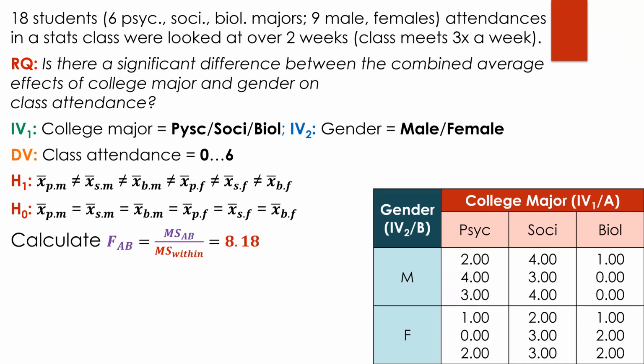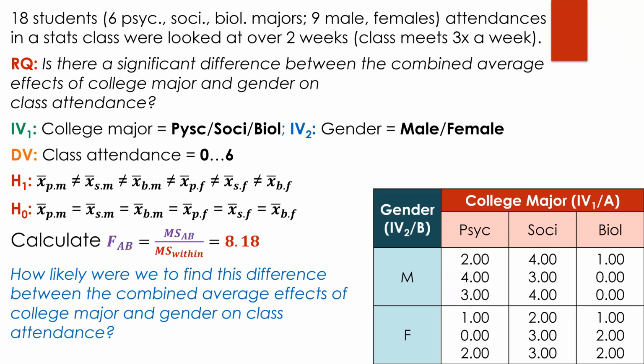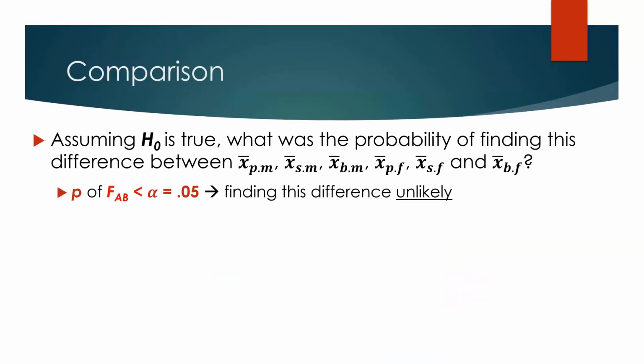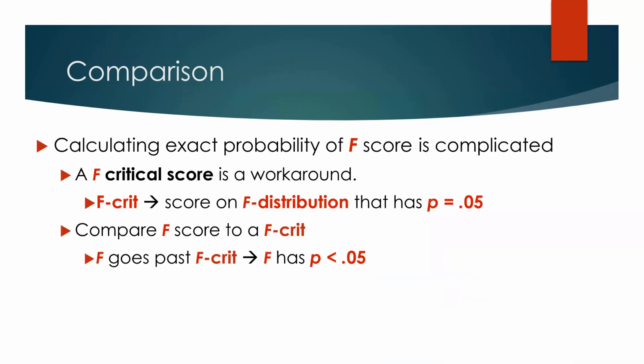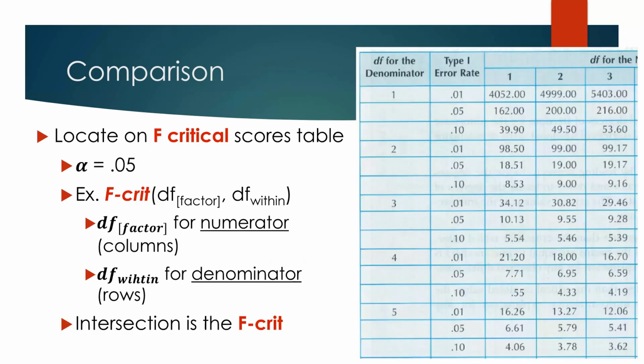So we have an interaction F score of 8.18, and we have to ask this question: how likely were we to find this difference between the combined average effects of college major and gender on class attendance? So what we need to do is find the probability of that F score, right? And if it's less than 0.05, then finding the difference was unlikely. So you have to find a critical score, an F crit, and you compare it to your F score, just like we did with the one-way ANOVA.